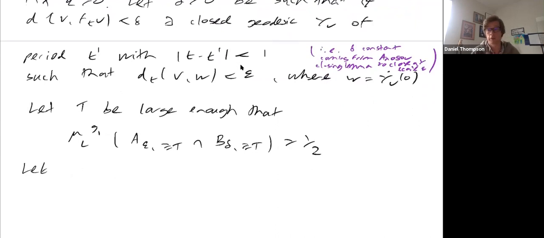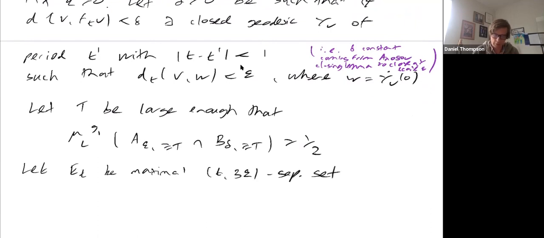I really like this proof because we're about to use a bunch of things that we've proved already. So let E sub T be a maximal T, 3 epsilon separated set for this guy, A epsilon greater than or equal to T intersect B delta greater than or equal to T. A maximal T, 3 epsilon separated set for this guy.